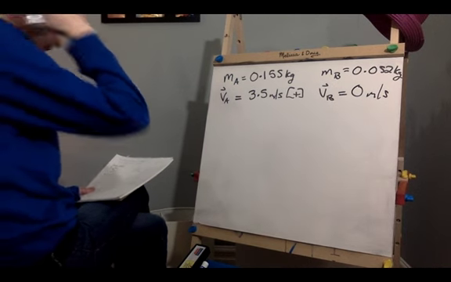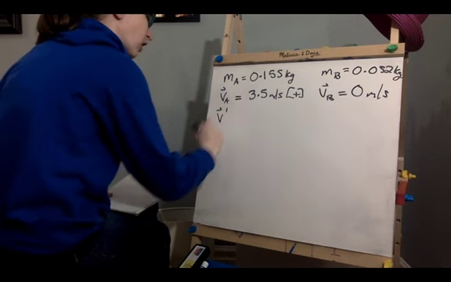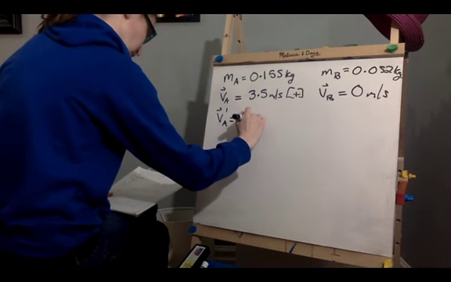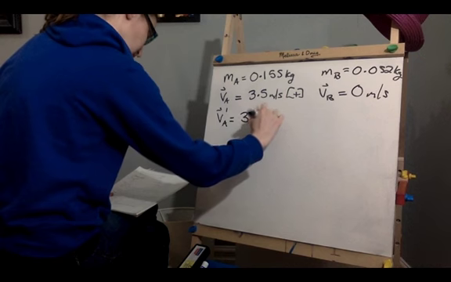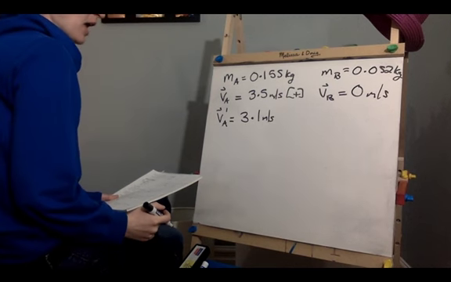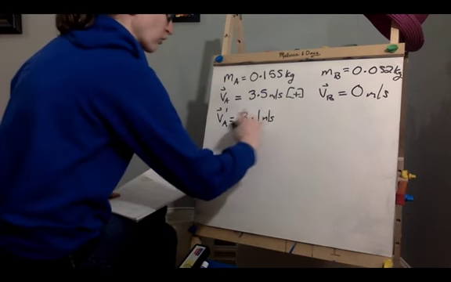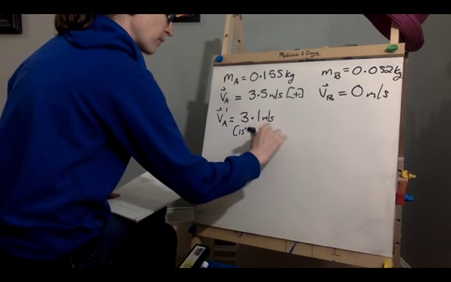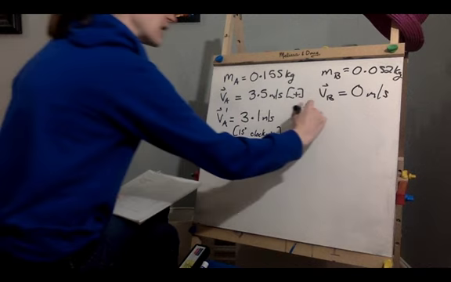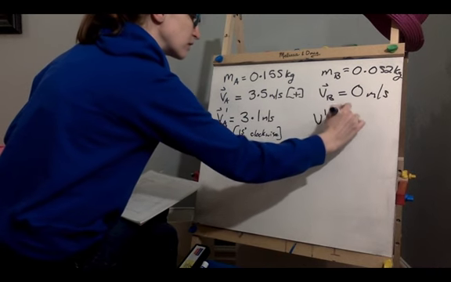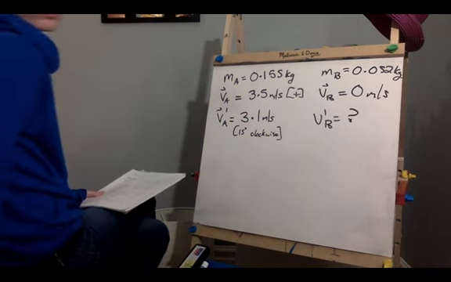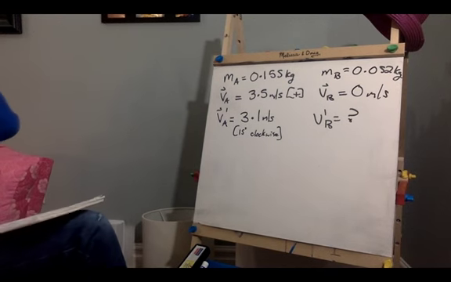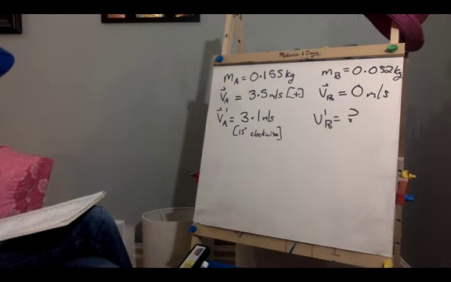Now, we also have the velocity prime, the velocity after the collision of the billiard ball, which is 3.1 meters per second, at the direction of 15 degrees clockwise, okay? And this is the velocity that we're trying to find, right? That's our unknown, okay? So that's our starting list of the things that we have and the things that we don't have.